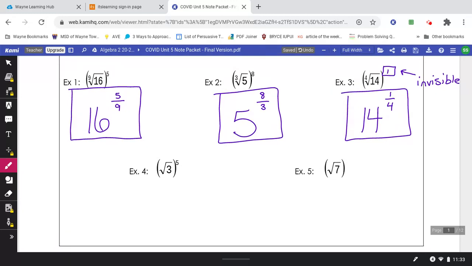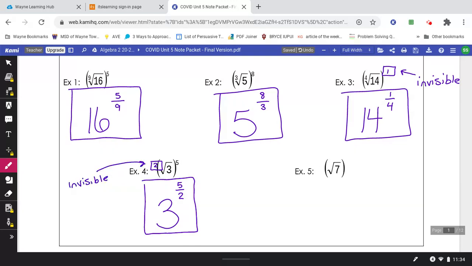All right. Example number 4. Notice again, there's no root in front. If there's nothing in front, it's an invisible 2. So we would write our answer as 3 to the exponent of 5/2. Now for example number 5, you actually have 2 things that are invisible. You have an invisible 1 exponent up here, as well as an invisible 2 root right there. So we would write this as 7 to the 1/2 power.